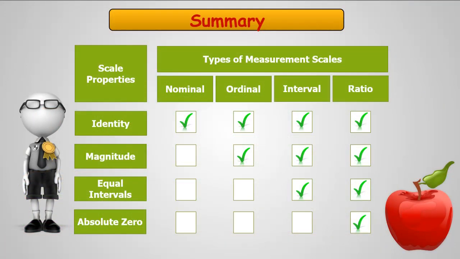So as a summary, you can see all of the properties of a measurement scale: identity, magnitude, equal intervals, and absolute 0. And you can see with each of the measurement scales which ones are actually meeting those properties. And this would be a good example that would be necessary to help you understand where you can use certain data science and predictive modeling techniques, is to understand the meaning of some of these variables.